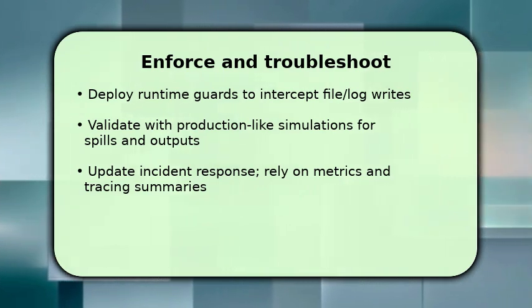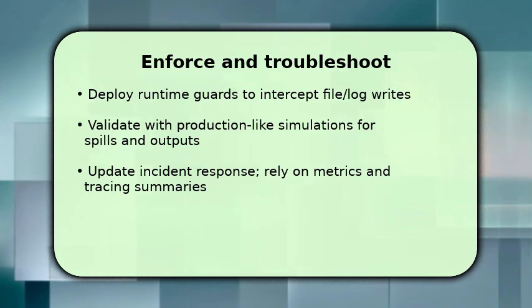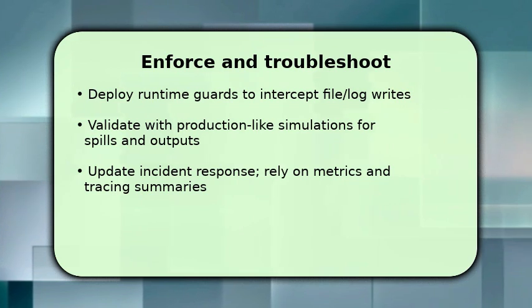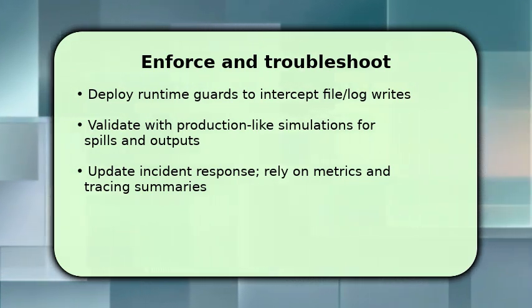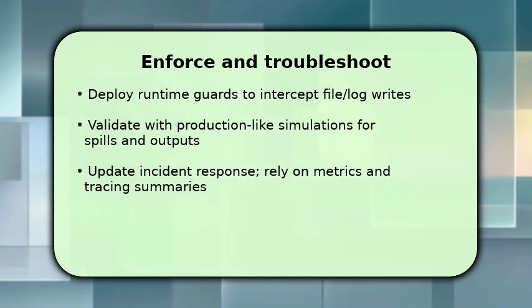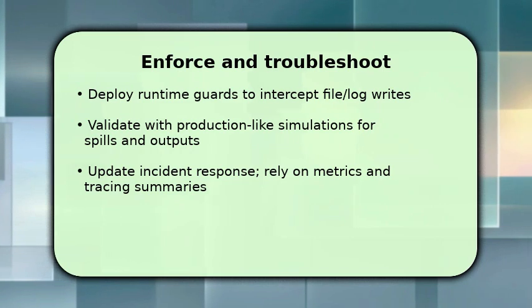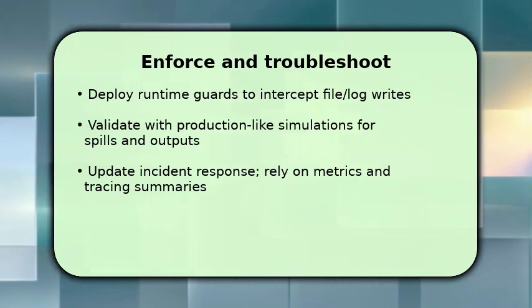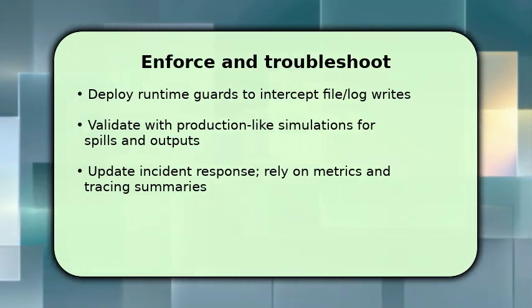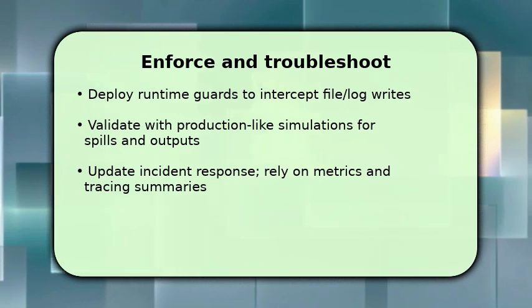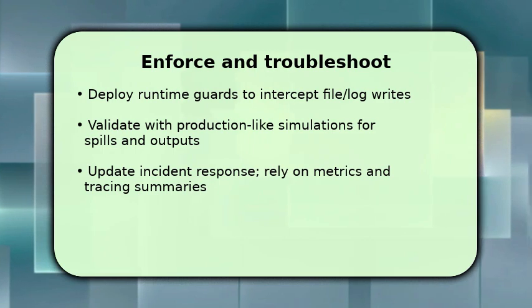First, deploy runtime guards that intercept file write and logging library calls and return errors or redirect to null. Then, validate with production-like simulations that mimic scale and latency, confirming no logs, no cache spills, and expected model outputs. Once done, update incident response to operate without historical logs. Rely on metrics and tracing summaries.